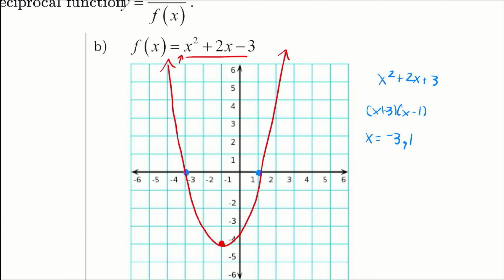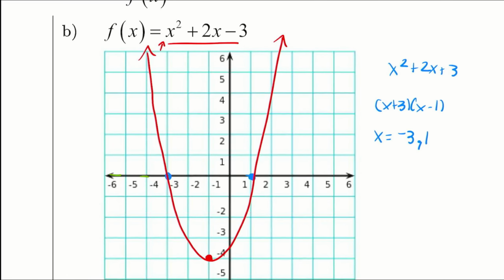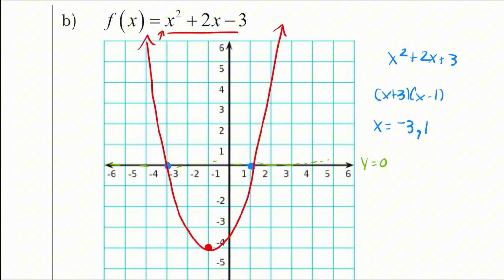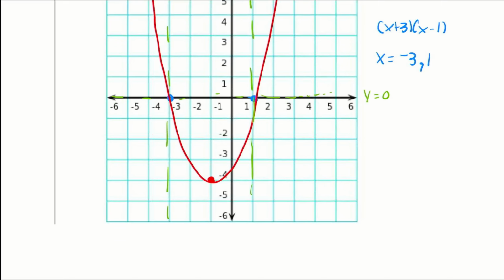So now what I'm going to do is draw our asymptotes. Because remember, the horizontal asymptote in this is going to be y equals 0. And then our vertical ones are going to be at our x-intercepts. So where are these points? We're going to draw these dashed lines. Because remember, the dashed lines mean we cannot be equaling. And these dashed lines happen where x is equal to -3 and x is equal to 1.